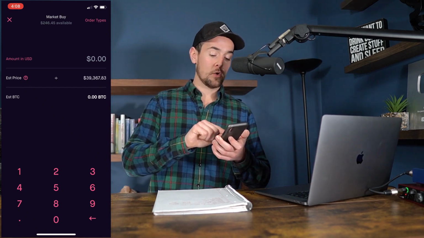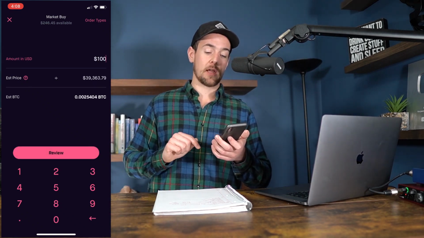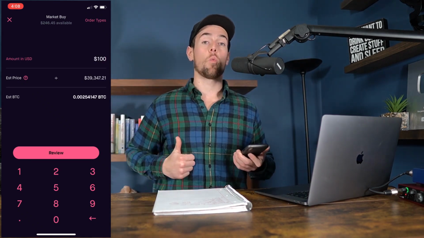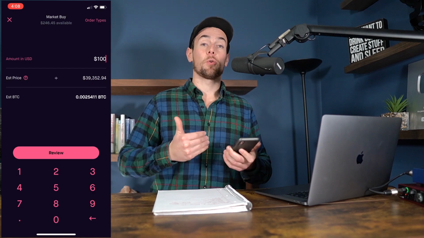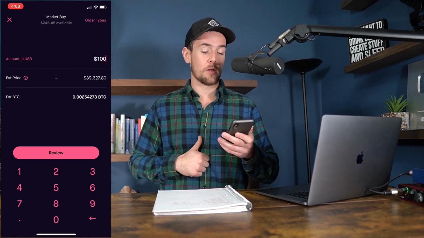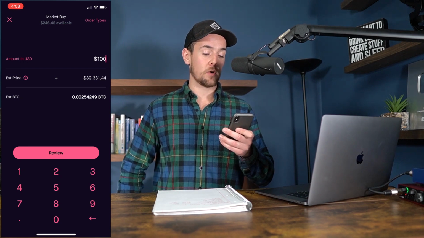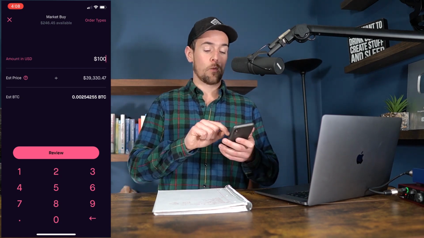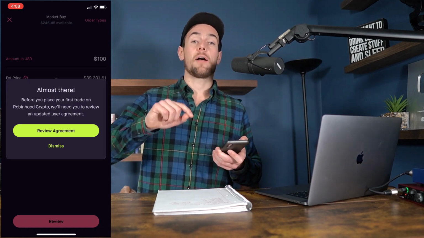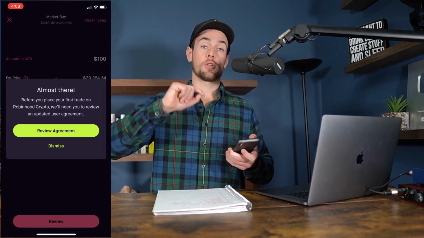So I'm going to do $100 worth just for demonstration purposes, and then shortly after I'm going to sell it. That way you're aware of how to actually sell cryptocurrency on Robinhood as well. So that being said, I'm going to buy $100 worth. It's going to be about 0.00254 Bitcoin. So we're going to click review. And then here we are with the agreement that we have to accept before we purchase crypto.